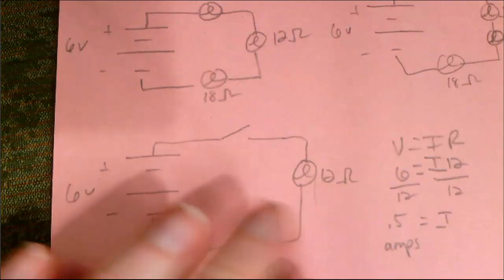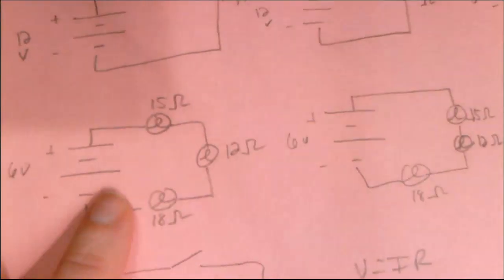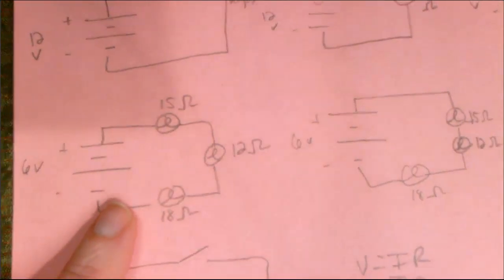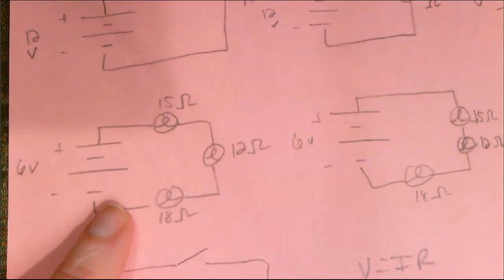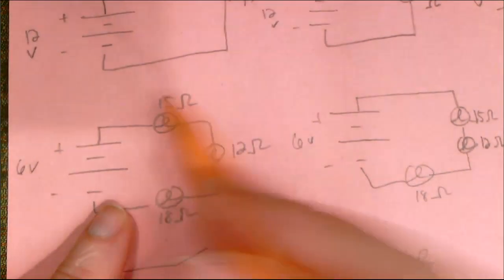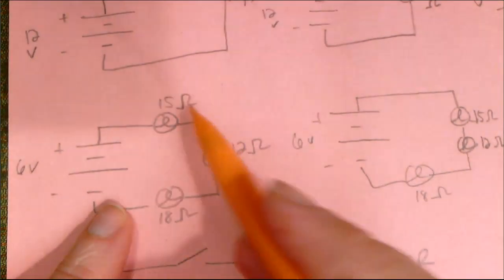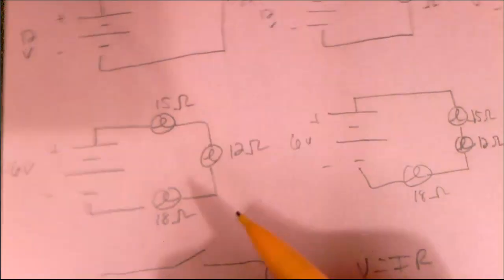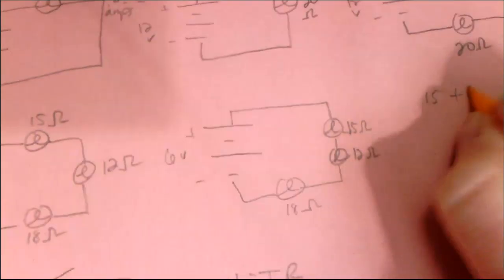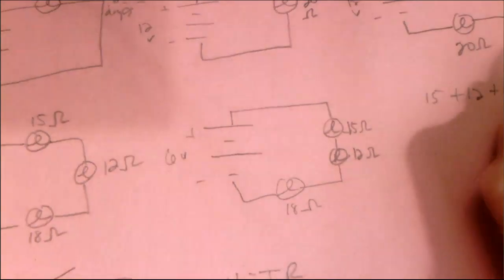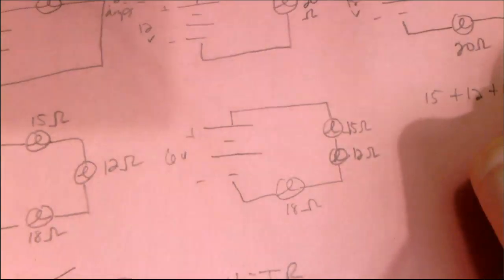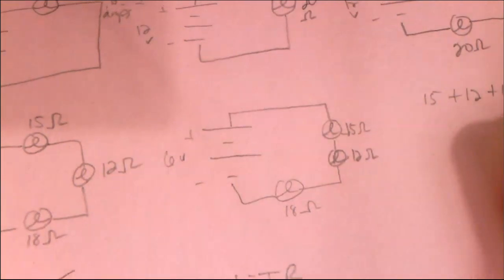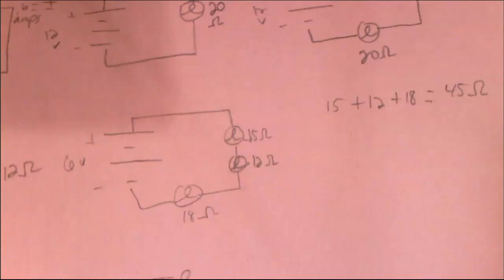Great, cool. Let's go back to B here, circuit B, where I had the 3 light bulbs. What's my current here? Well, this might freak you out because you got 3 light bulbs. Well, as it turns out, look, ohms, ohms, ohms. So all we have to do is add these together. So if I do 15 plus 12 plus 18, and I add those together, I end up getting 45 ohms. So there's 45 ohms of resistance.